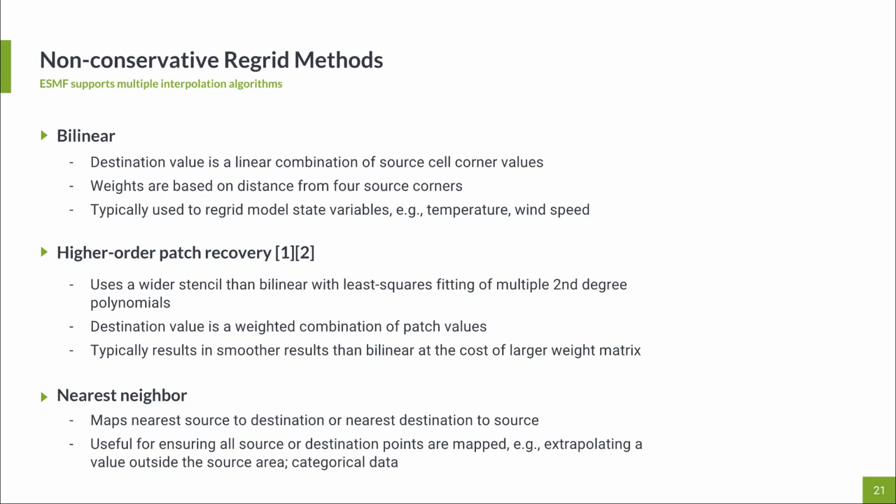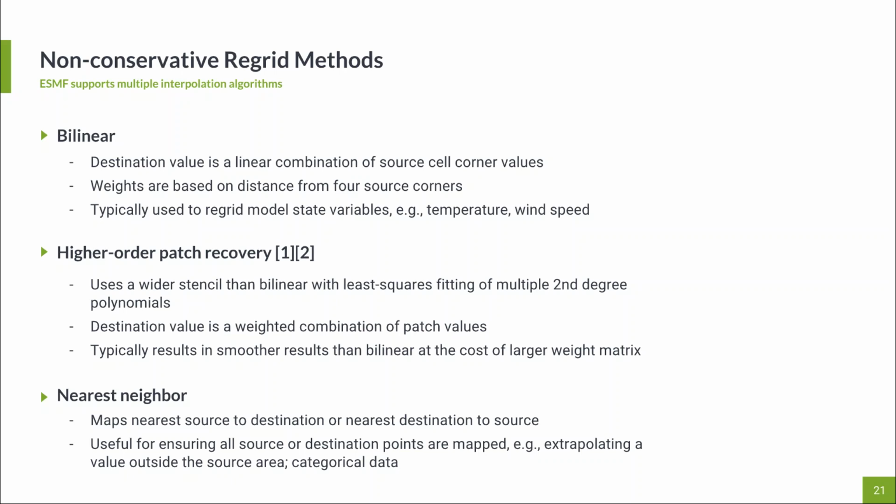This will either map the nearest source point to a destination or the nearest destination to a source. And this often is useful for making sure, for example, that all of the destination points are mapped to. Sometimes we'll use the nearest neighbor also as a kind of extrapolation in conjunction with the other methods. So for example, maybe you apply a bilinear interpolation, but because the masks maybe are slightly different between the grids, you may have some points in the destination which are still unmapped.